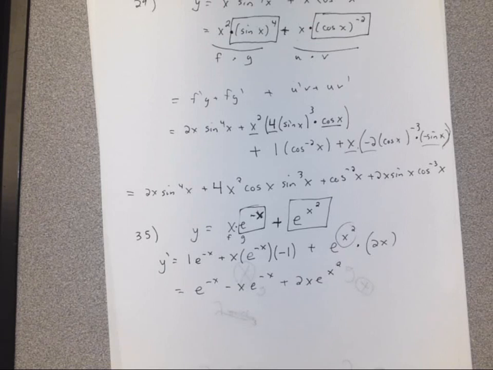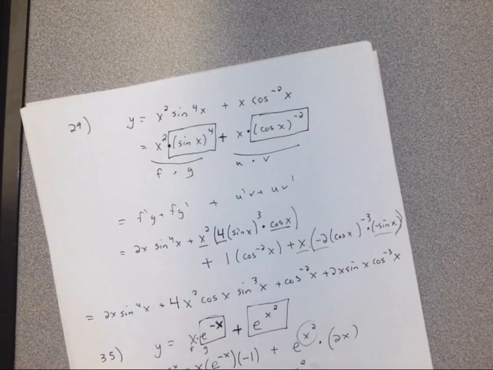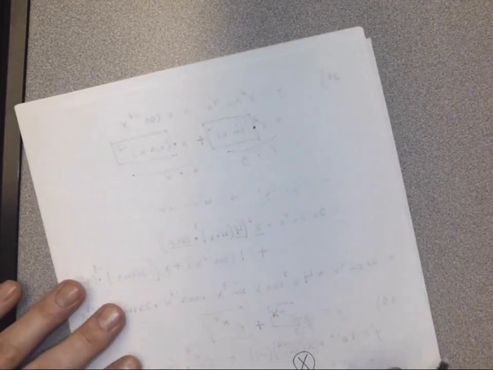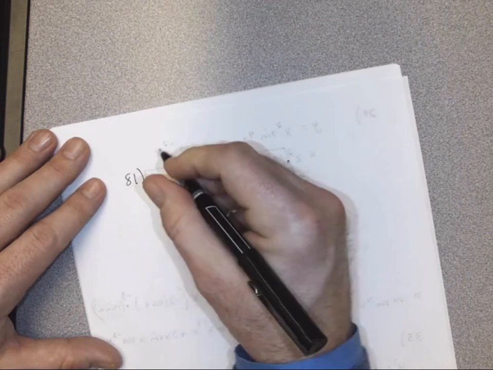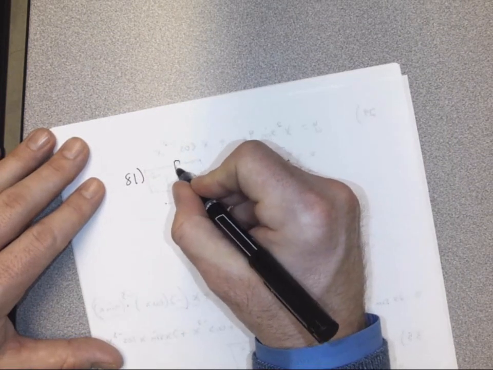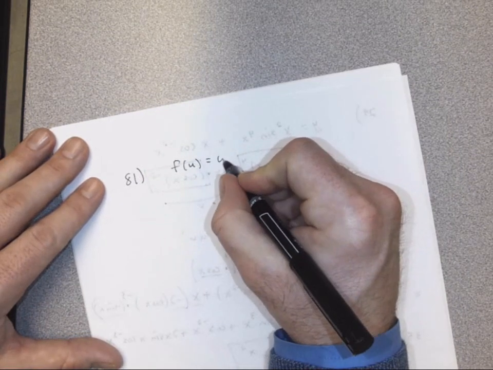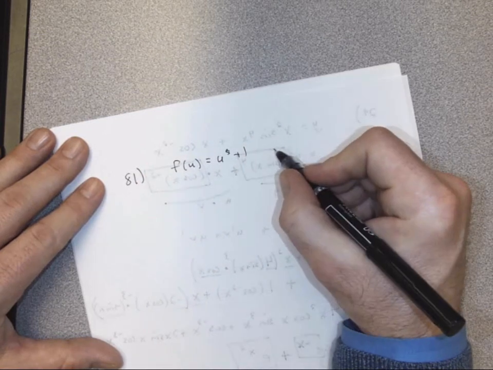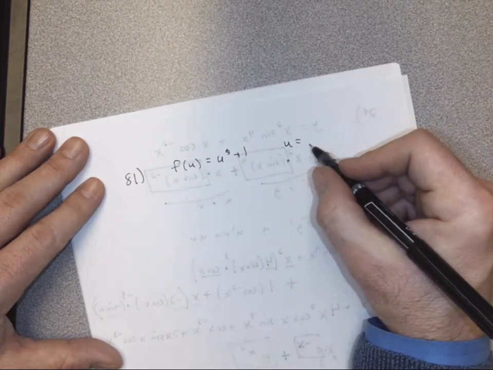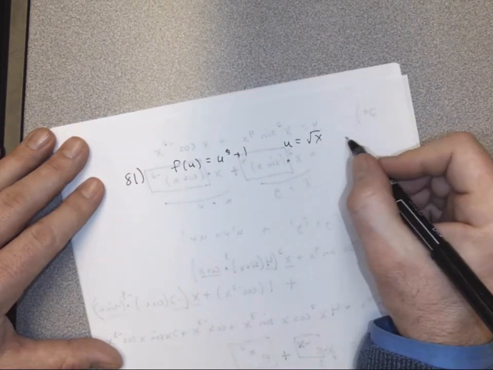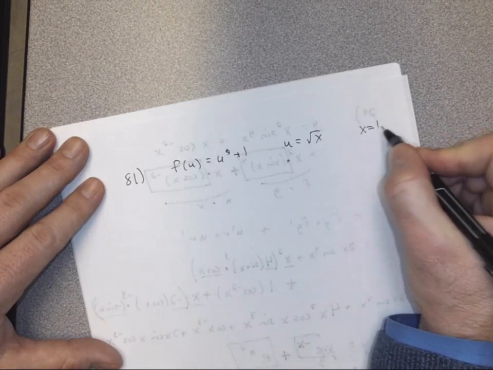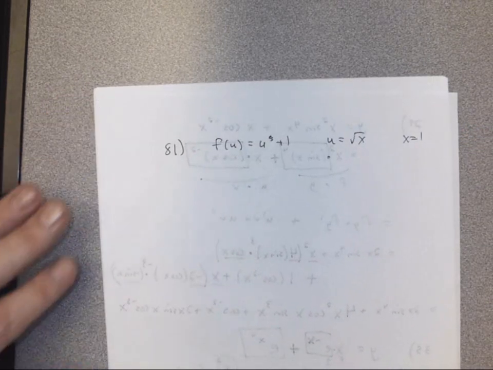So for 81, it's the exact same thing that I did at number 3. And then it asks you to plug in a value. So 81 says this. It says f of u is equal to u to the 5th plus 1, and u is equal to root x. And then they say x equals 1. So what they want you to do is find the derivative of this thing.